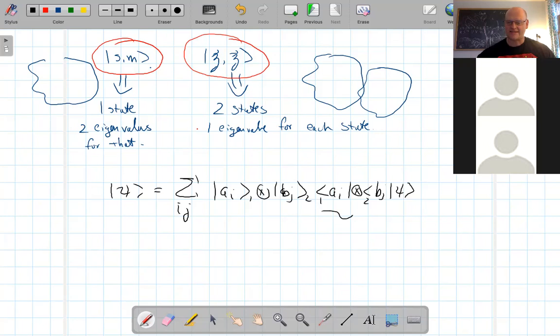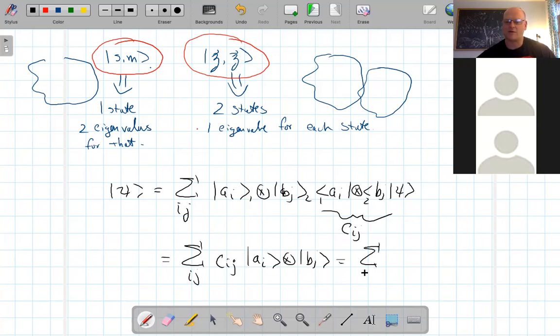Now again, this thing here is going to give me a complex number, a complex amplitude, but this complex amplitude is going to depend on both I and J. So instead of this thing just being Ci, it's going to be Cij. So this is now going to become the sum over Ij of the complex amplitude, which depends on both I and J, times AI tensor product with BJ. So this is actually the state, or if I wrote this in our more shorthand notation, this is the sum over Ij of Cij, AI comma BJ.